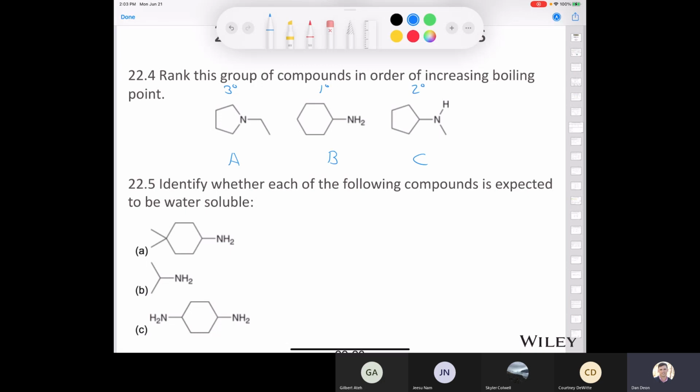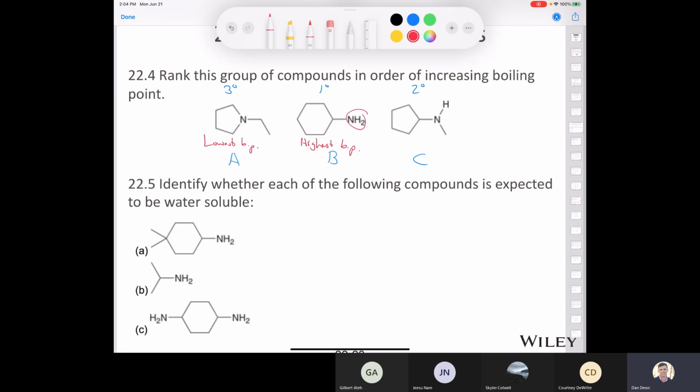Could anybody tell me, would it be A, B, or C, which would have the highest boiling point? Which one would have the highest boiling point? Absolutely. It's going to be B. Highest boiling point because it has the opportunity for 2 hydrogen bonds. And A is going to have the lowest boiling point because it has the least opportunity for hydrogen bonds.